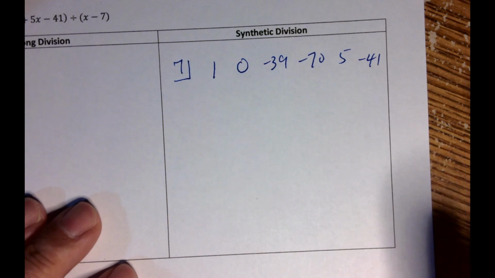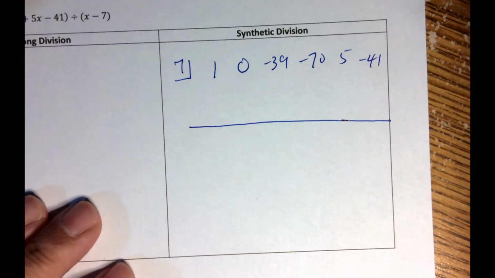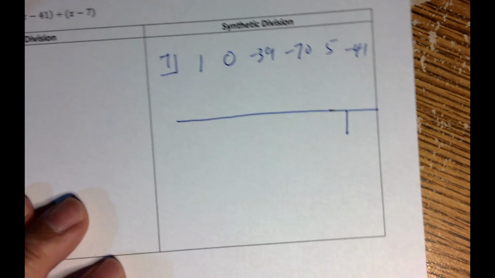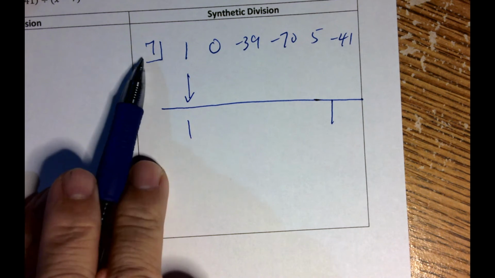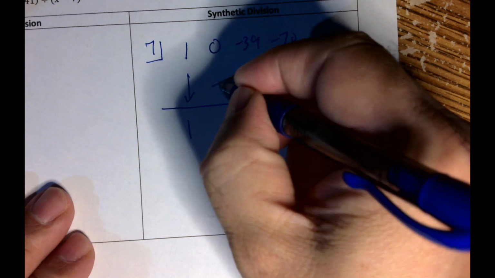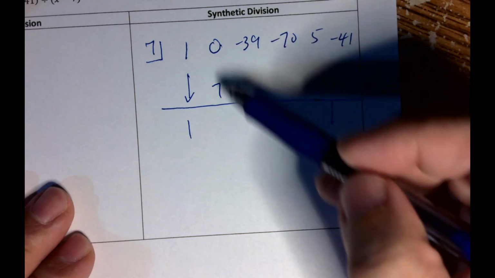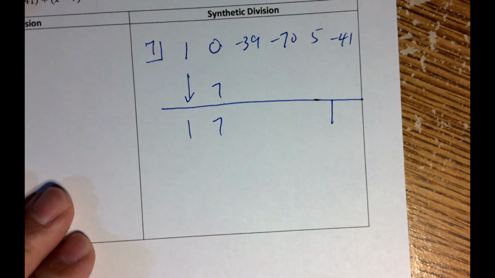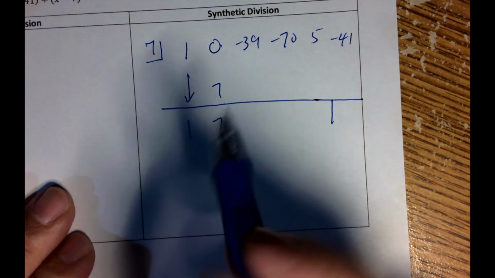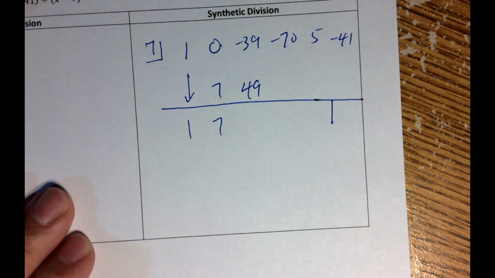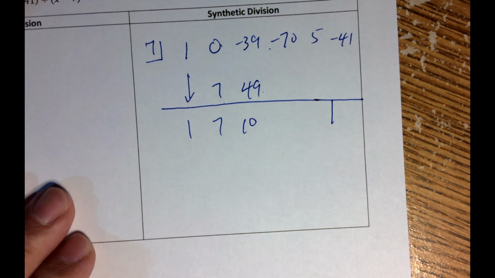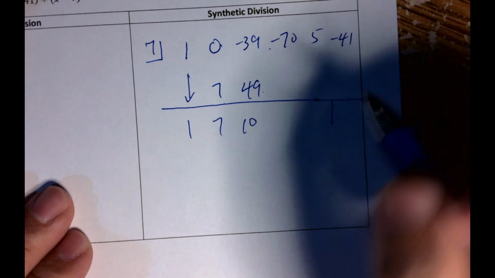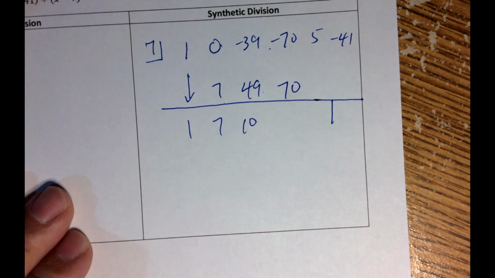All right, then I draw my line. Draw my little line here. That's my little cubby hole. Now, the 1 comes down. Then I do 7 times 1 is 7. Addition, 0 plus 7 is 7. 7 times 7 is 49, and it goes there. Negative 39 plus 49 is 10. Then I do 7 times 10 is 70. Negative 70 plus 70 is 0.